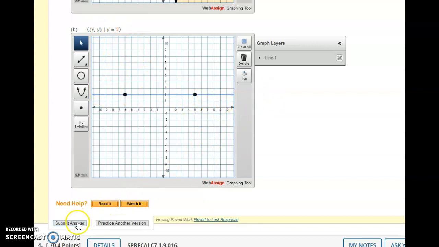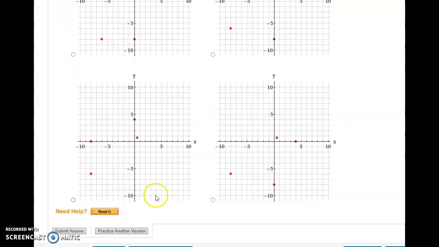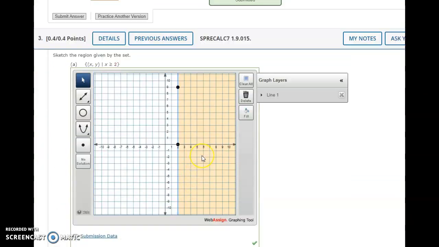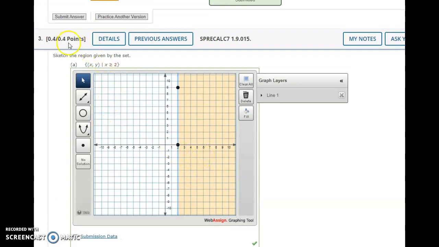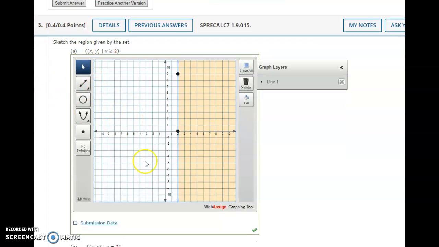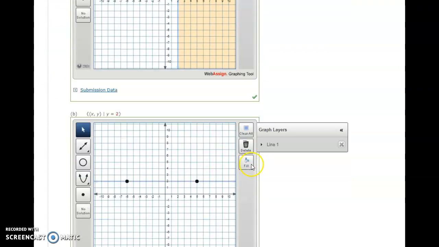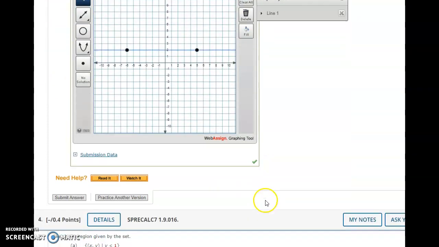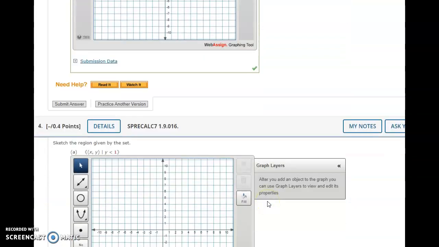And so this is equal to 2, so it's just this line here. I'm going to hit submit answer and see what happens. Did I get the full points? There's 0.4 points available. That is correct, I have a green check mark. Let's scroll down here. I have another green check mark. Let's take a look at some other ones.